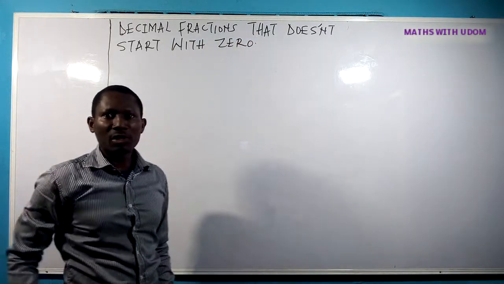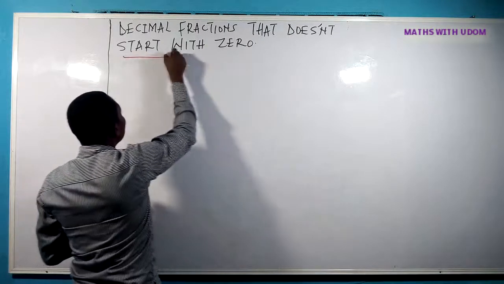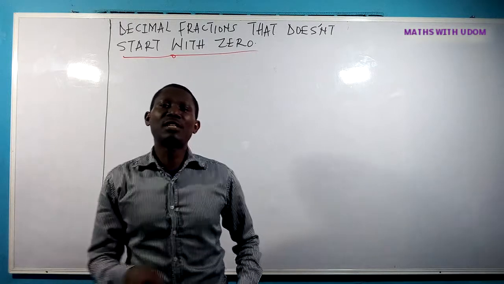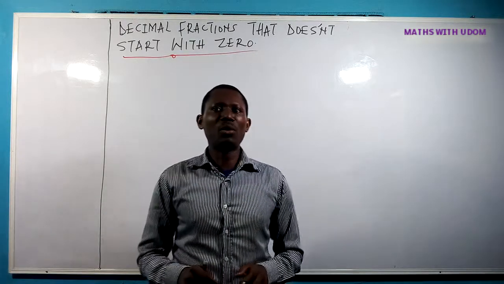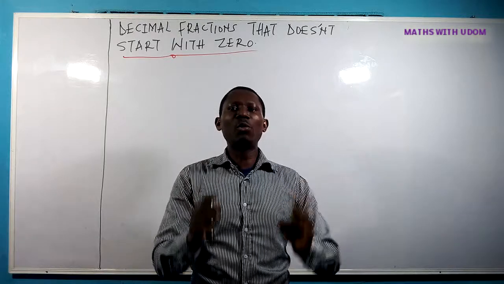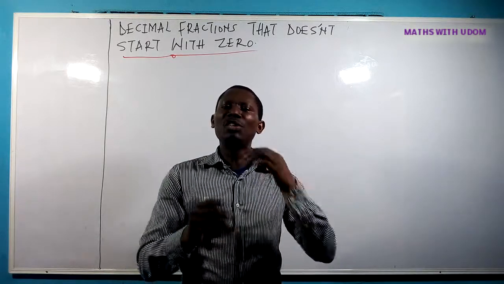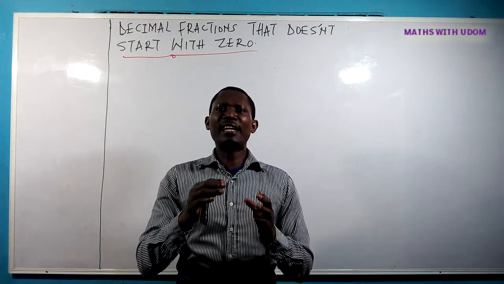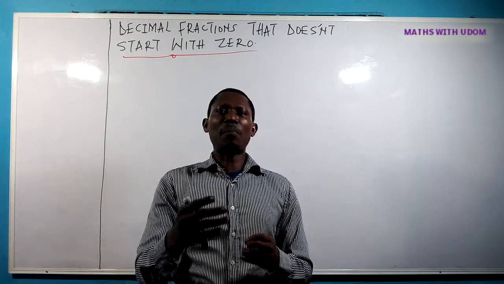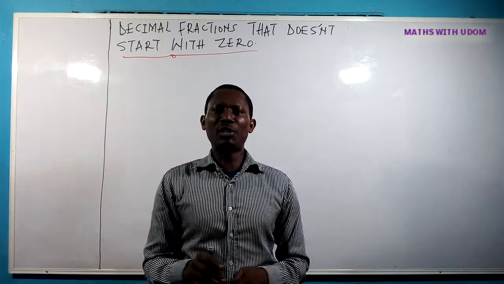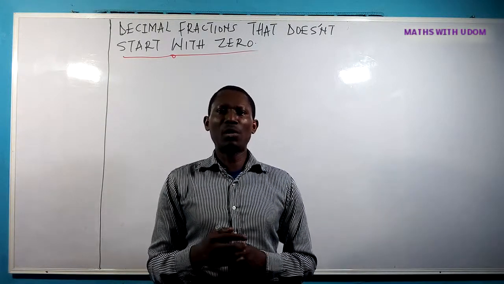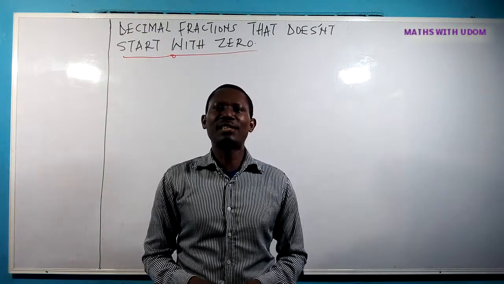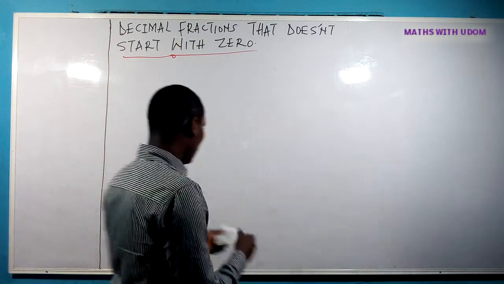Okay, decimal fractions that don't start with 0. Now, this kind of fraction leads to improper fractions when reduced to their lowest term. Whenever you reduce this kind of fraction to their lowest term, they give birth to what? Improper fractions that cannot be reduced further. So let's have some examples of decimal fractions that don't start with 0.